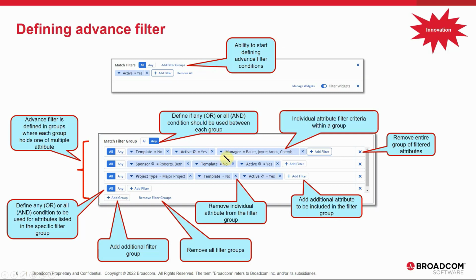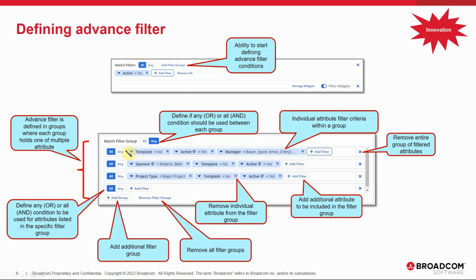Adding a specific attribute in that specific filter group is done by clicking on the plus add filter. By clicking on that, the list of attributes for that specific object will become available, and the user can define their filter condition for that specific attribute within the group.